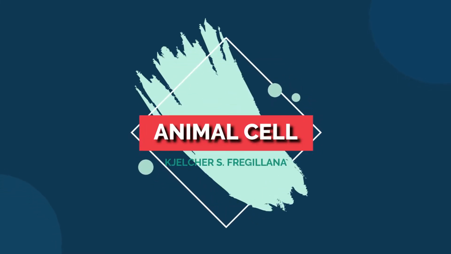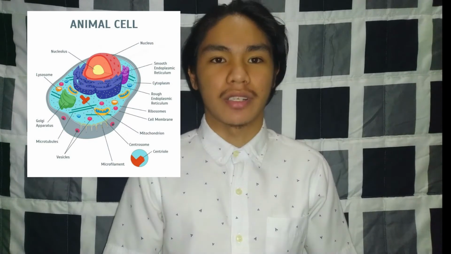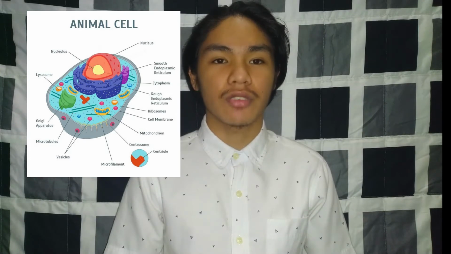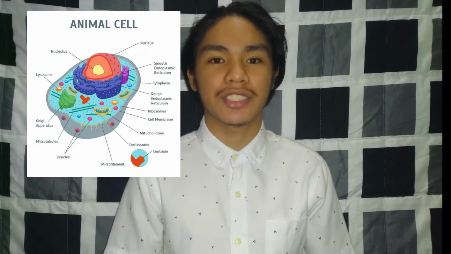In this video, you will learn about the parts of the animal cell and their functions. Let's get started. This is a diagram of an animal cell. Cells are microscopic particles that are the building blocks of life. Cells are the smallest structure that contains all the basic things necessary for life to even exist.